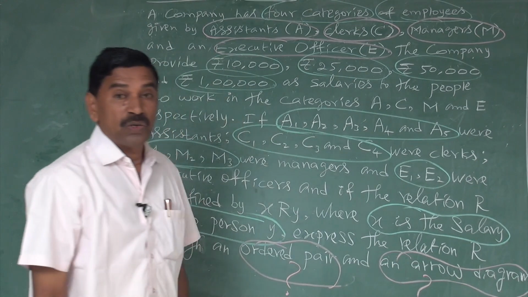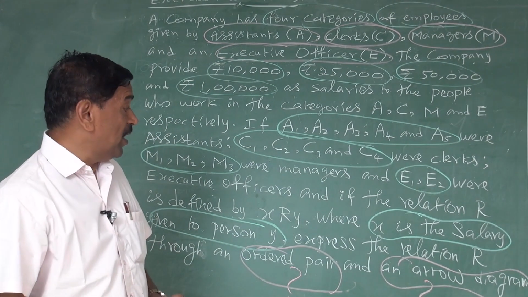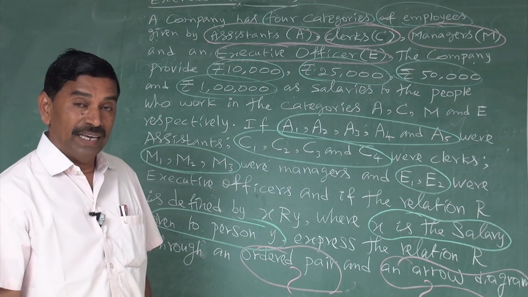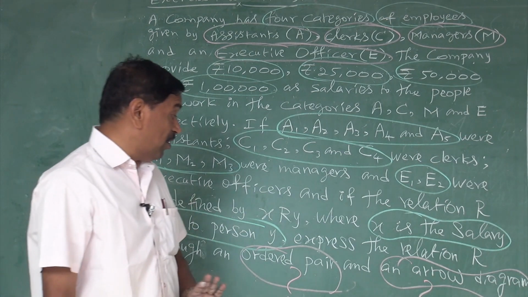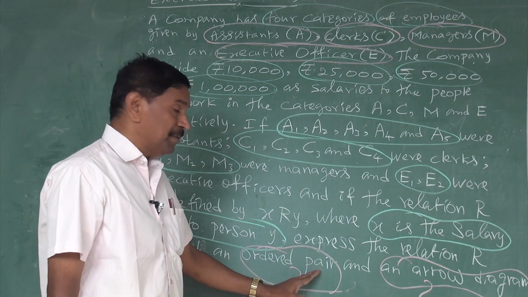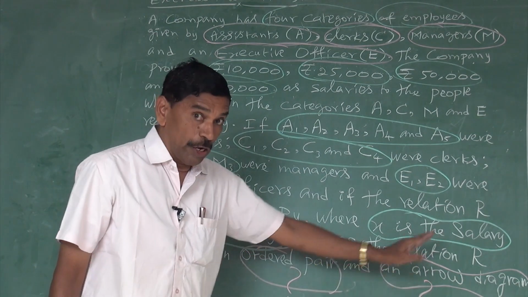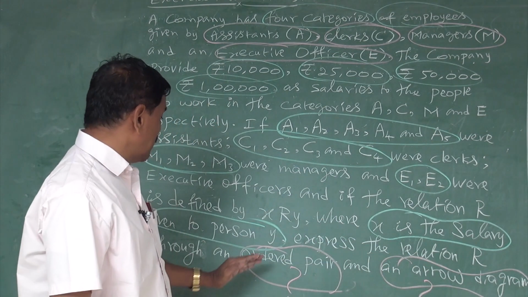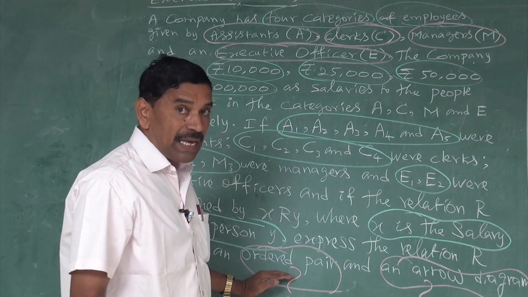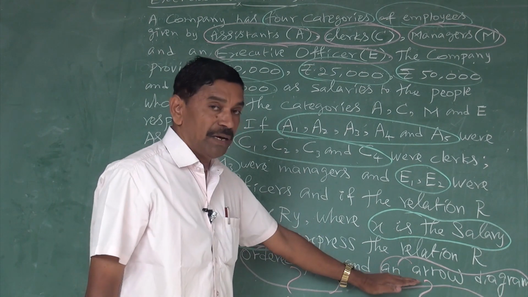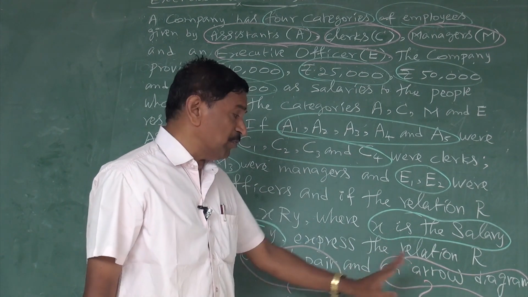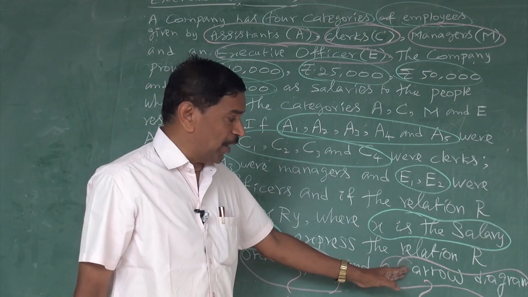Okay. In this question, how many questions are we asked to find? Yes, 2 questions. They are the ordered pair and the arrow diagram. So we want to answer the ordered pair of the relation capital R and the arrow diagram of the relation R.